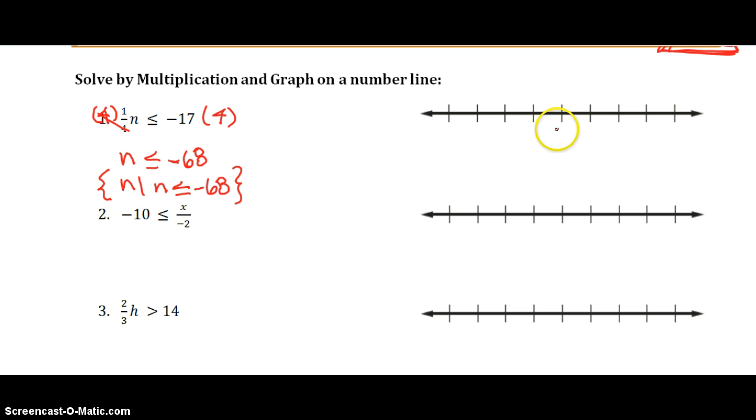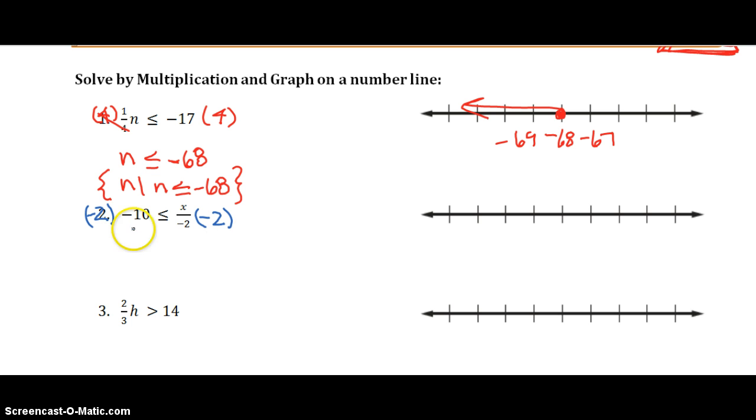And don't forget to graph. So -68, -69, -67. I'm not going to put the whole graph. It is a closed dot because it's less than or equal to, and n is going to the left. All right? On our next problem, here we have x being divided by a -2. So to solve this, I need to multiply by a -2.